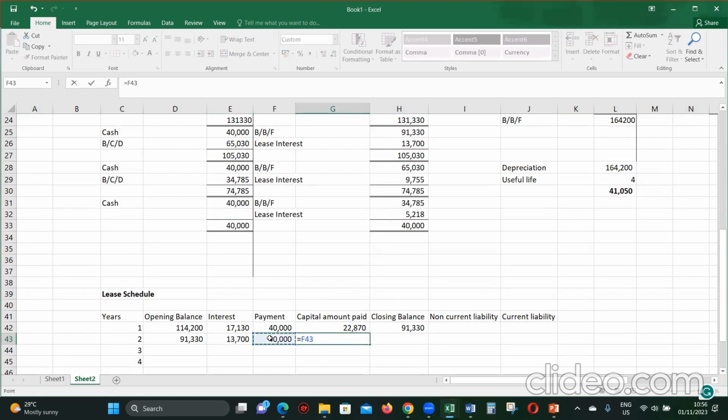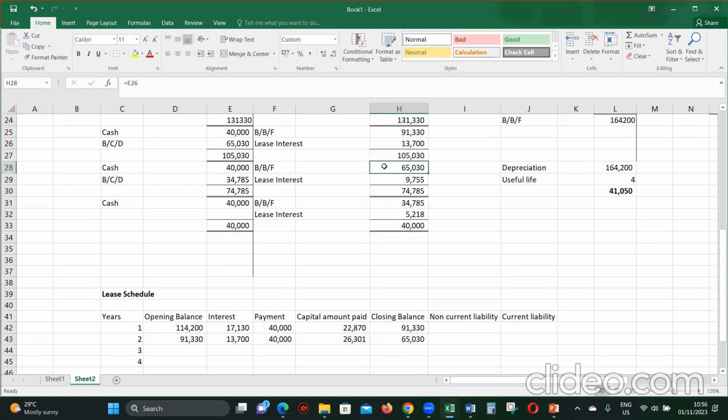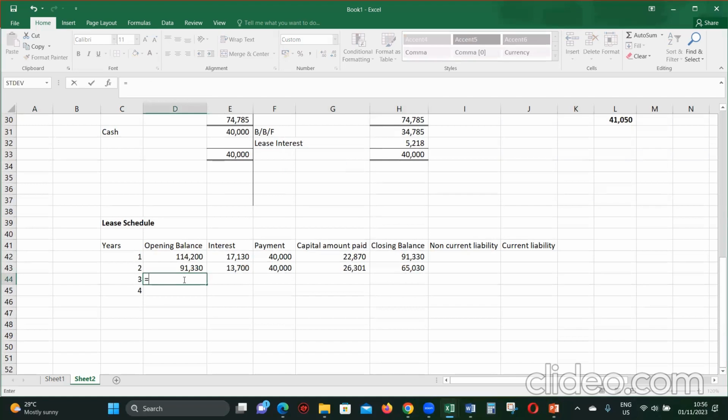What is the capital amount we paid? Even though we paid 40,000, out of the 40,000, 13,700 was your interest. Then what is your capital? 26,301. What is your closing balance? To the opening balance, you added interest, but you paid your payment. 65,030. See, it's the same. Likewise, you can continue till the end. Again, the opening balance becomes the closing balance of the previous year.